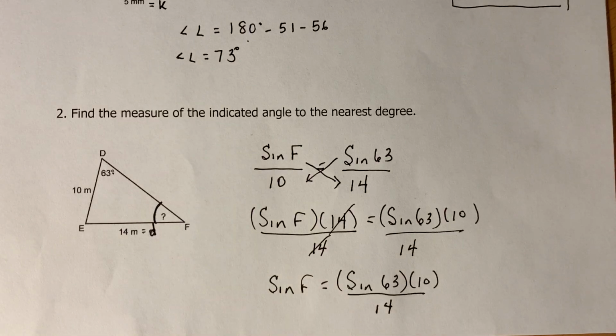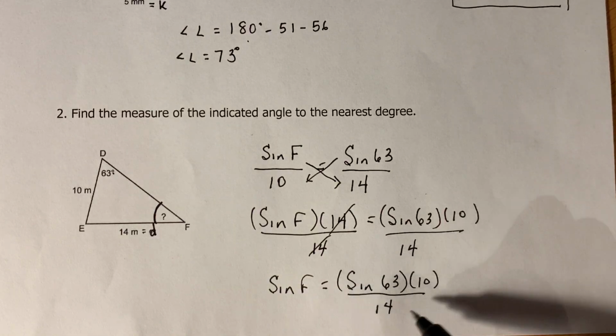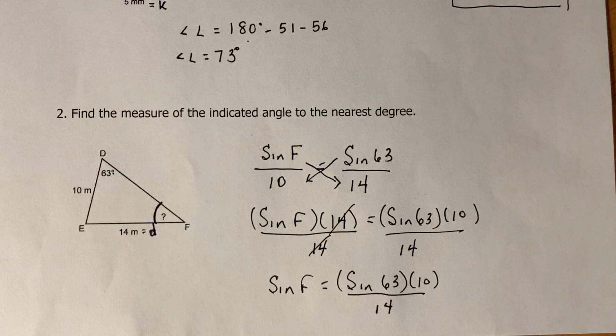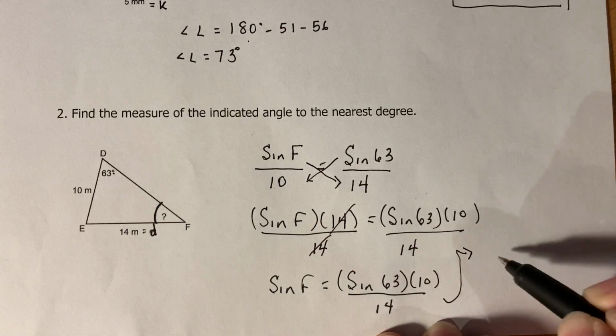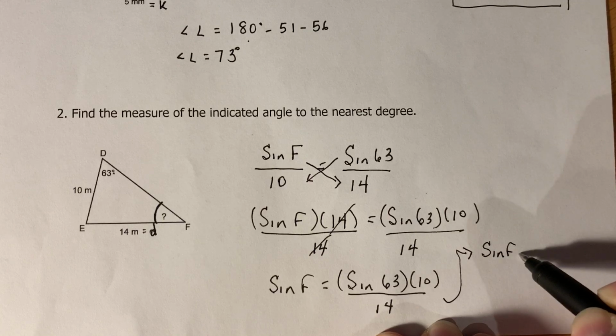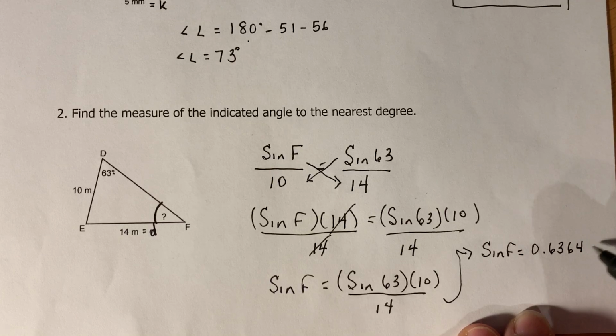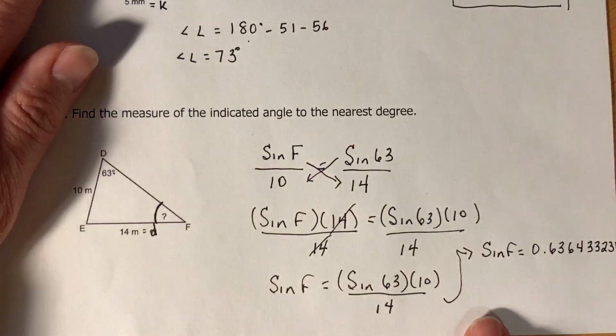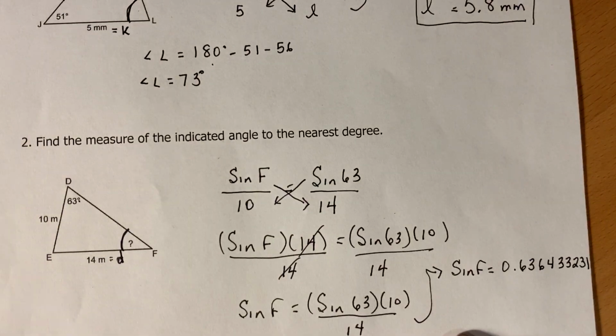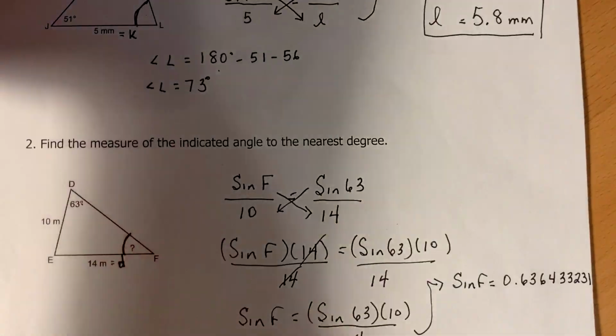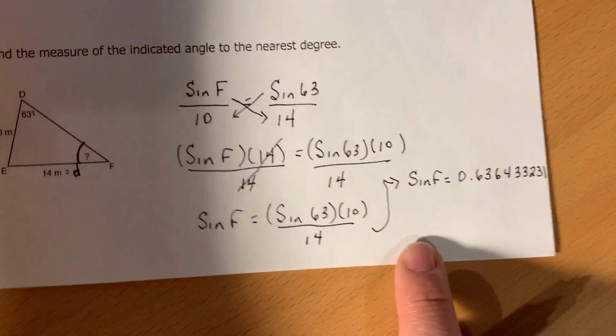So again, I'm going to do this part first. Okay, sine 63. I'm going to multiply that by 10. Then I'm going to divide it by 14. And this is what I get. I get sine F equaling this decimal. I'm going to keep this decimal on my calculator. Okay, because remember, what are we trying to find once again? We're trying to find the angle.